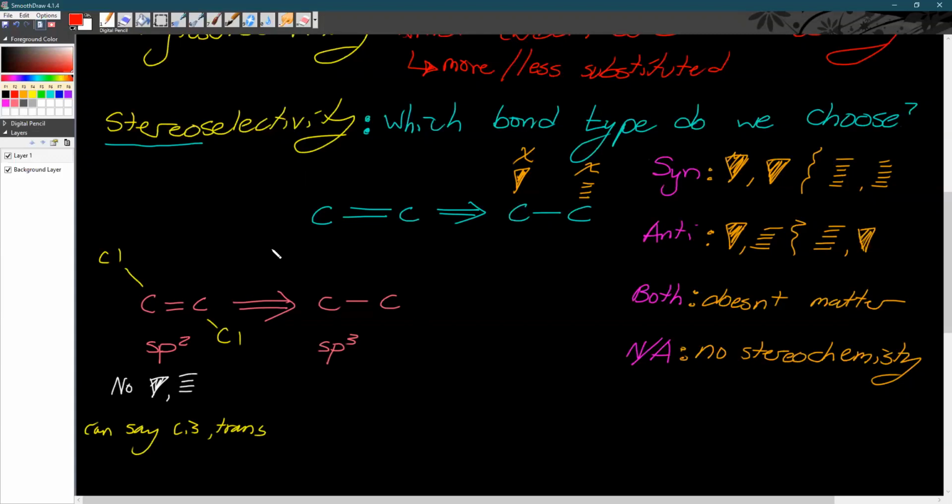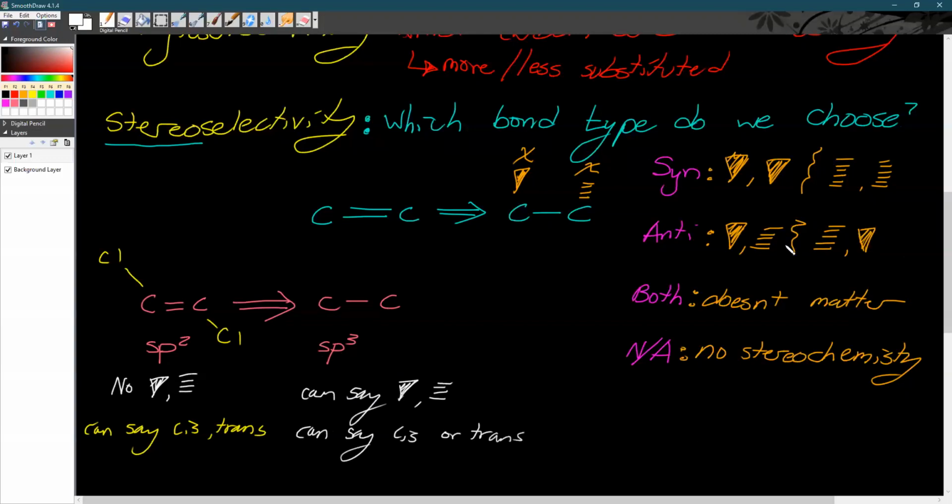Likewise, when we get to the carbon-carbon single bond, this is sp3 hybridized. So we can say, if something is a wedge or a dash, right? Can we still say cis or trans? Sure. We can say cis or trans, okay?